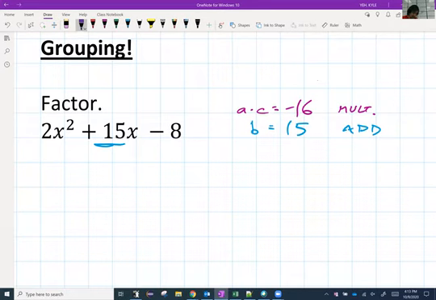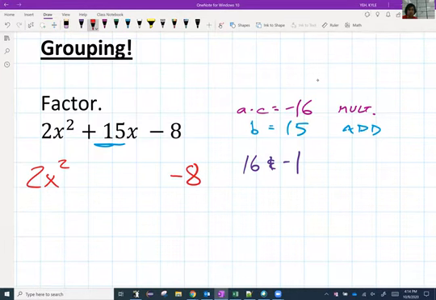And you might think for a second, and then you might stumble across, okay, what about 16 and -1? 16 times -1 is -16. 16 plus -1 is positive 15. So those are my two numbers. And here's where the strategy diverges a little bit more. I'm going to write my 2x squared and my -8 just as they were. But I'm breaking up that middle term. I'm breaking it up into plus 16x minus 1x. Again, using those two numbers that we found a second ago, 16 and -1.